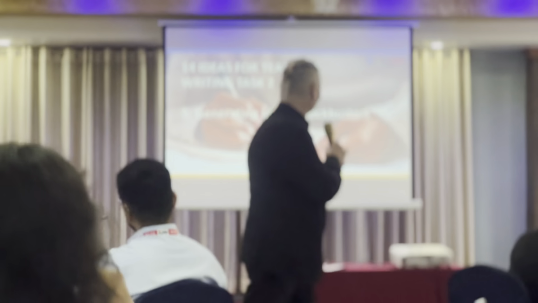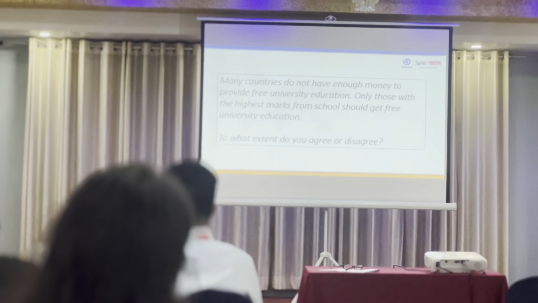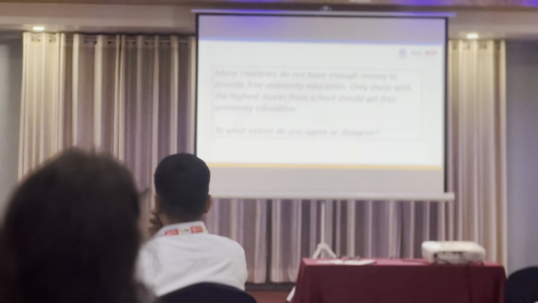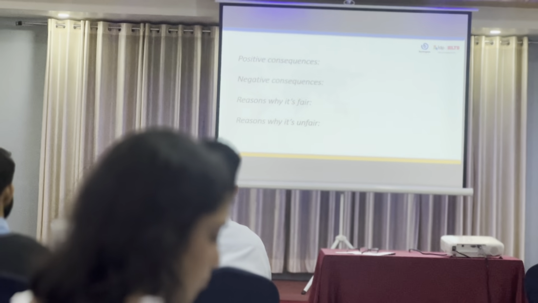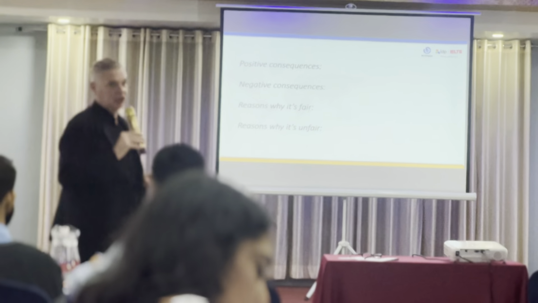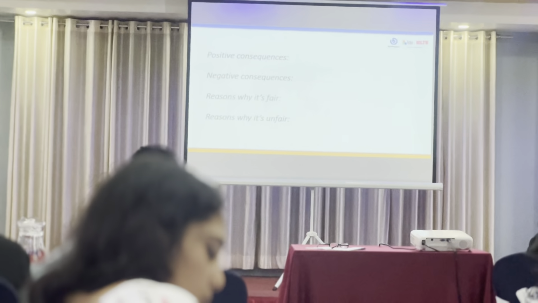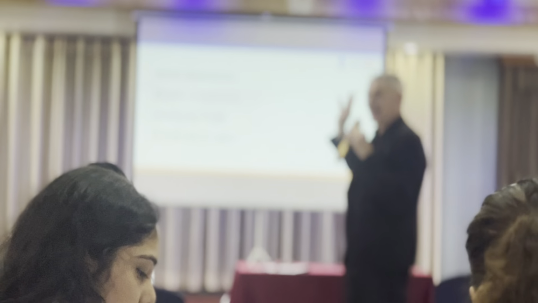Okay. Agree. So the way you use tables here, or it doesn't have to be a table, you could just write it on the board. Let's have a look. So, positive consequences of providing free university education to higher achievers, negative consequences of the same, and reasons why it's fair, reasons why it's not fair. Those are the 4 elements that the student needs to write about in that essay.